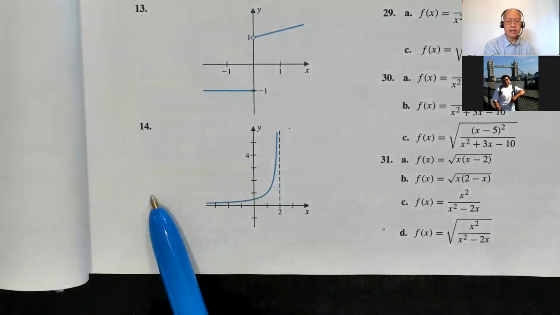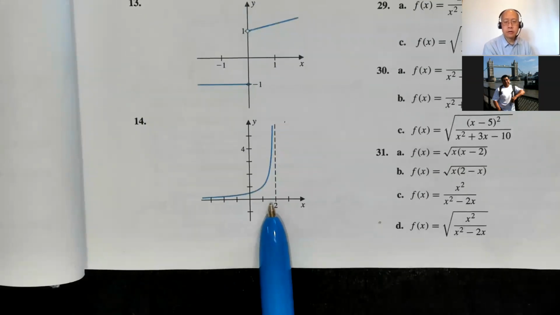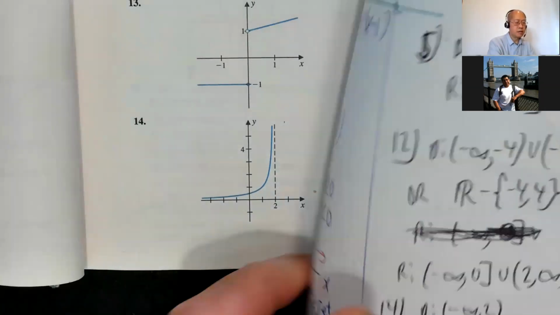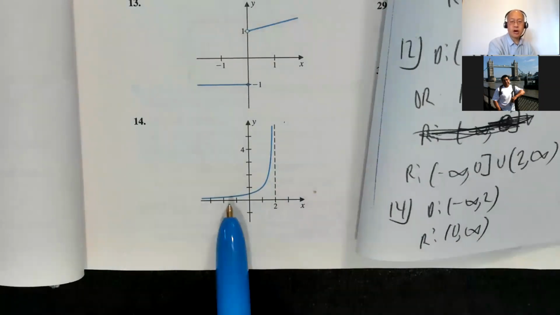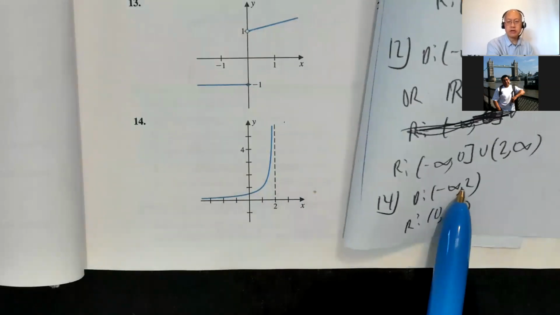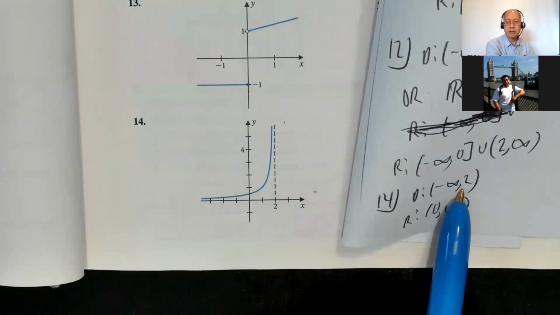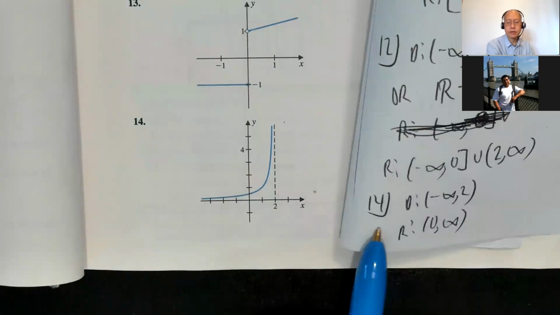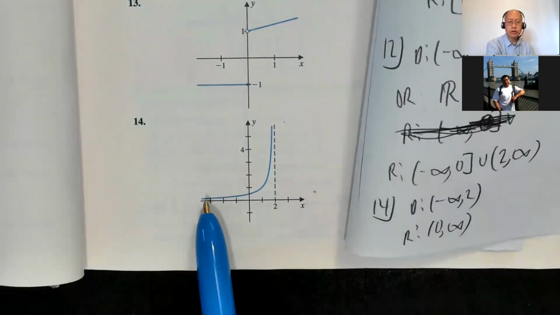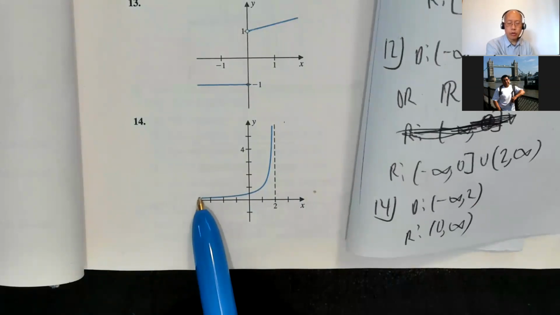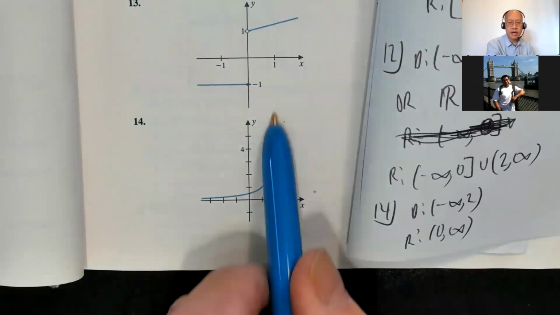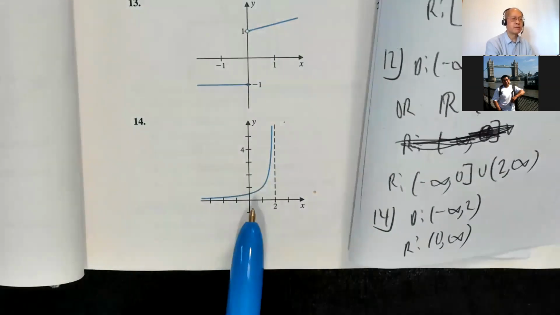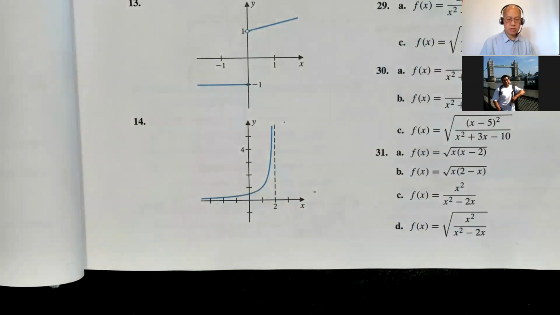Domain. Well, you go all the way to the left. Looks like you go right up to 2, but don't include 2. So the domain is negative infinity to 2, like so. You're going all the way to the left. You don't quite reach 2. You get 1.999999999, but not 2. So the domain is parenthesis negative infinity to 2 parenthesis. Range, you don't quite touch 0. You do get 0.0001, and then everything above that. So the range is parenthesis 0, comma, infinity. It goes all the way up for that one. Okay.